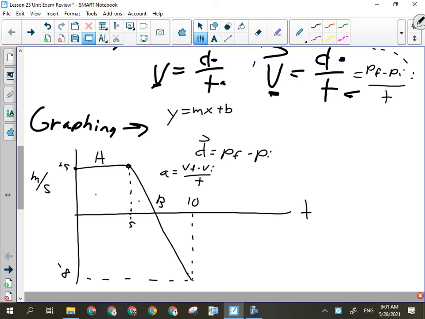Last thing I might ask you to do with a velocity versus time graph: calculate the displacement of the object. That's where you've got to go. I'm going to use d equals v times t and go base times height. I've got a triangle here. That's going to be base times height over 2, because that's taking the average velocity by time. Same for this, base times height over 2. Add them together, get my total displacement.